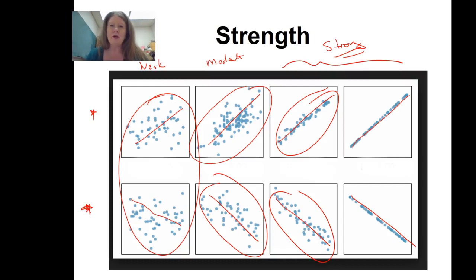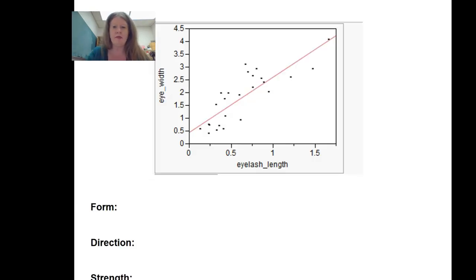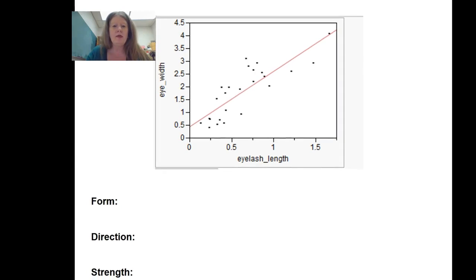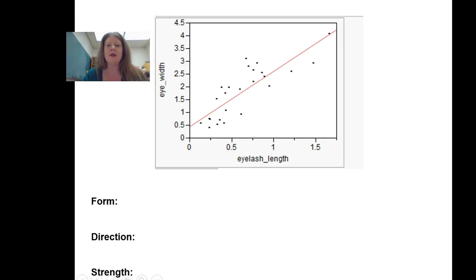Okay, so let's move forward. We're going to go back now to our eyelash example. Here we go. So now that we have some terms and ideas and words that we can use to describe what's going on here, let's take a moment to describe this particular plot in terms of these three basic characteristics.